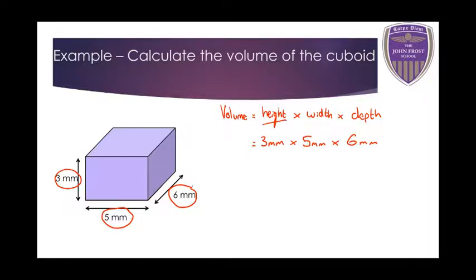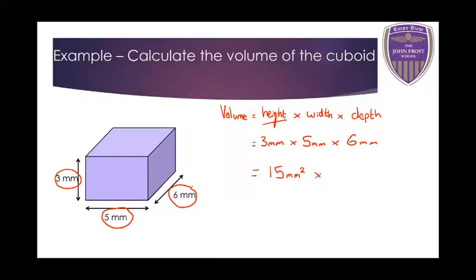So first of all, we're going to multiply the height by the width. So 3 times 5, that is going to be 15, and that is going to be millimeters squared because we have found the surface area of this shape. Let's draw that properly. 15 millimeters squared. So that's the surface area of this shape here.